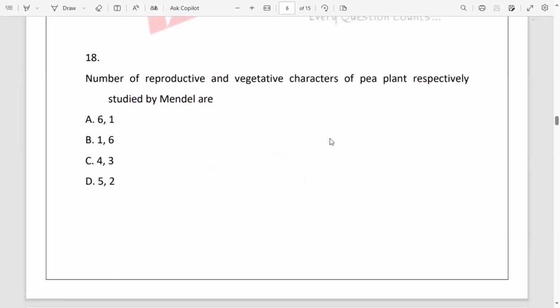Now, number of reproductive and vegetative characters of the pea plant respectively studied by Mendel. So Mendel studied 7 pairs of contrasting characters, in which only one is the vegetative character, that is height of the plant. Remaining all are reproductive characters. So first, what is asked? Reproductive. Next, vegetative. So the answer will be nothing but option A.